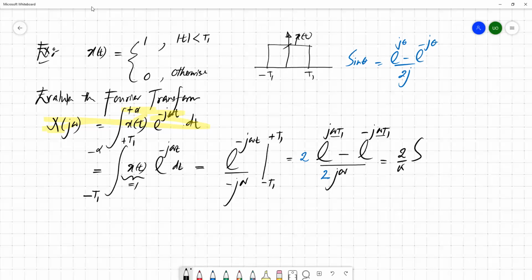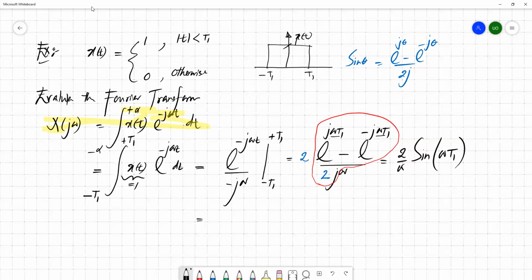Here you have sine omega t1. Okay. So this 2j can be simply accommodated to this. Sorry, this quantity minus this quantity divided by 2j can be replaced with sine omega t1. So then we have 2 and this omega here. So then we can further simplify it.